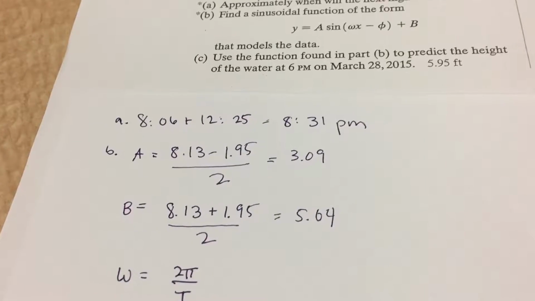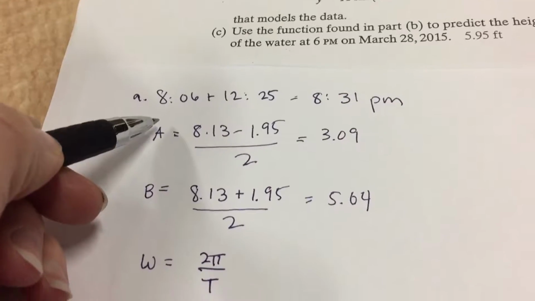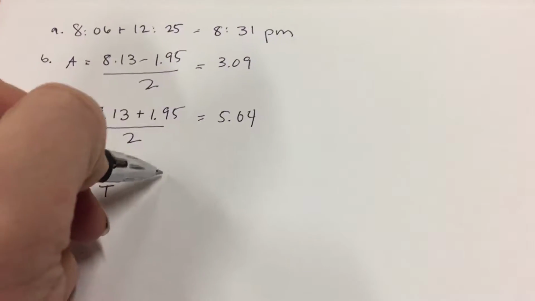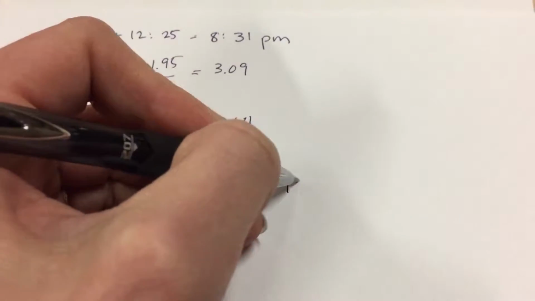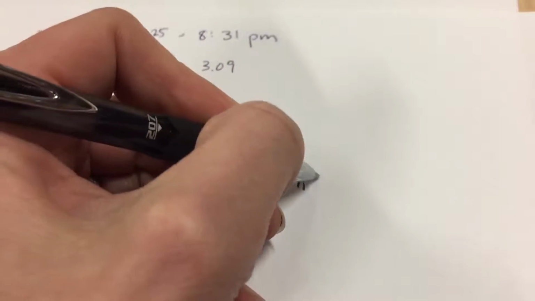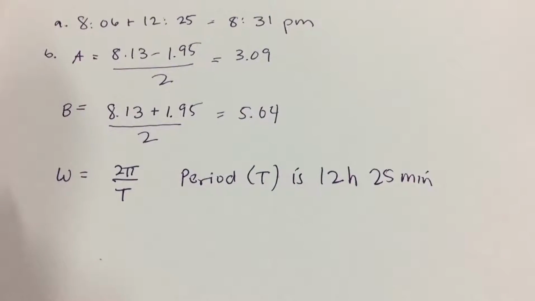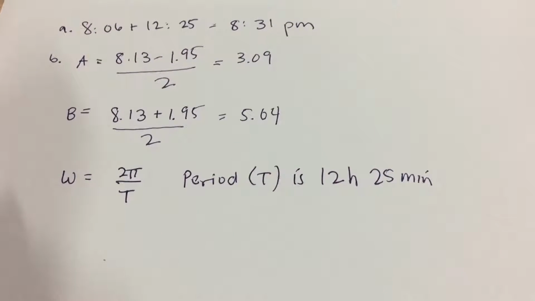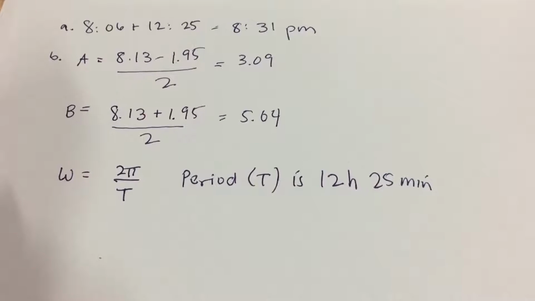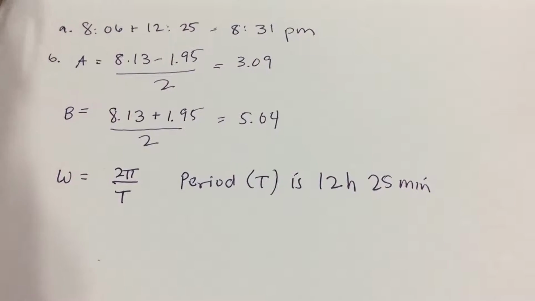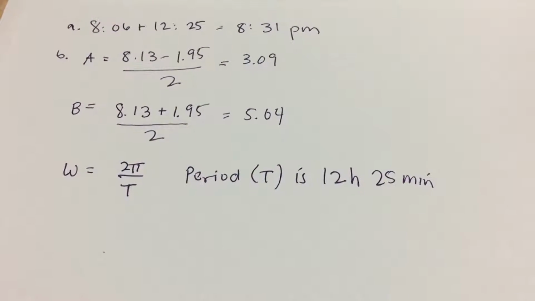Okay, period is given for us. Actually, we used it in A. It was 12 hours and 25 minutes. Okay, so I'm going to write that on the side here. Period, which is T, is 12 hours, 25 minutes. So I debated whether or not to give you guys this as a fraction. For now, let's leave it as a fraction, and then later on when we figure out our phase shift, I'm going to change it to a decimal. It's pretty much what the answer in the book said, so I'm going to do that.